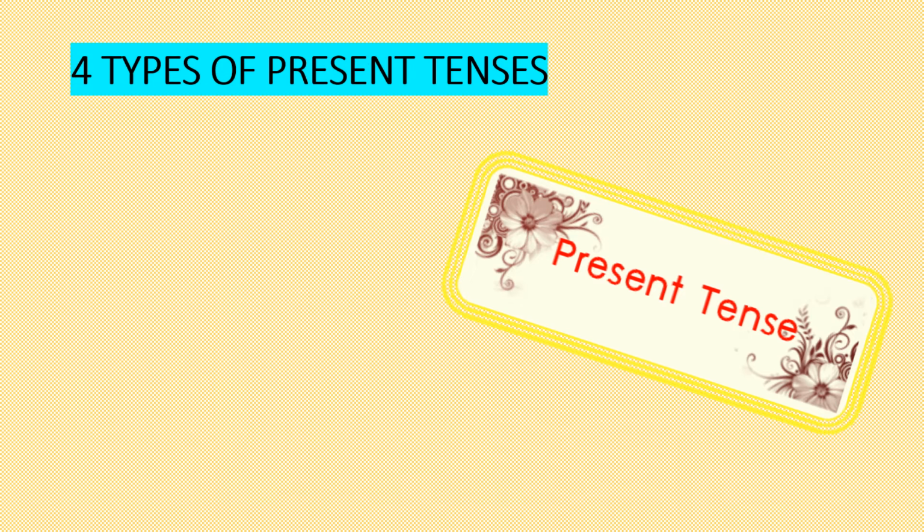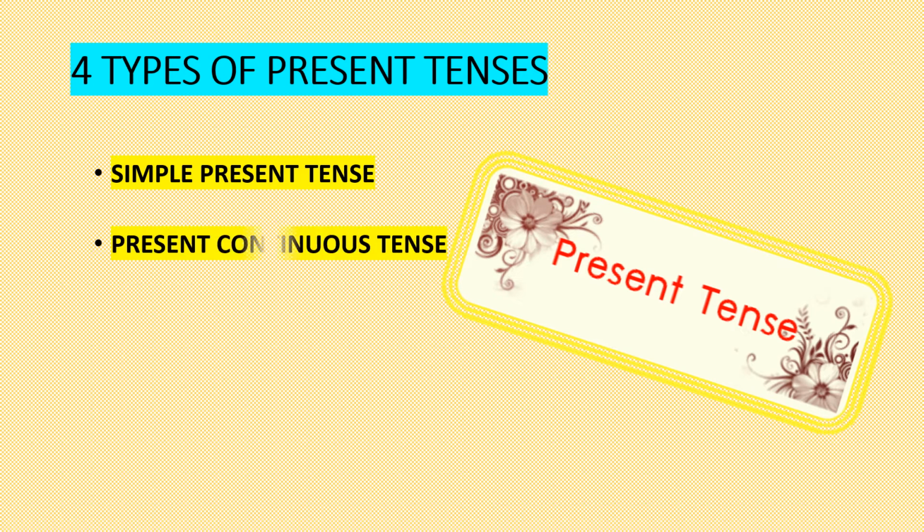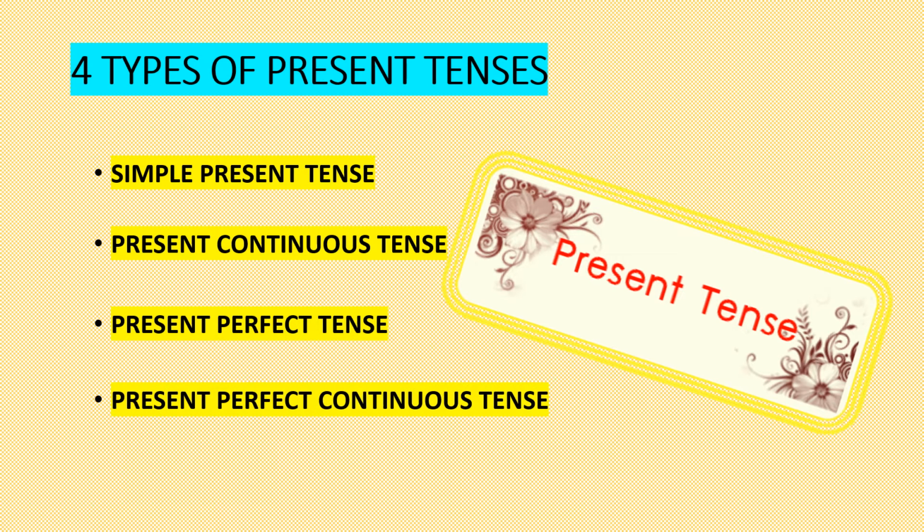So let's find out what a present tense is. A present tense is a verb tense used to describe a current activity or a state of being. There are four types of present tenses: simple present tense, present continuous tense, present perfect tense, and present perfect continuous tense. The last two tenses will be discussed in the next video.